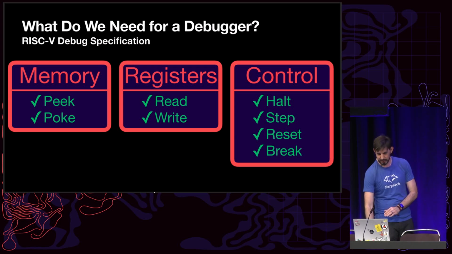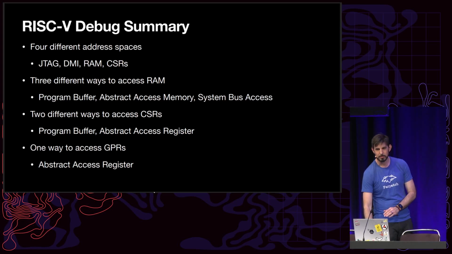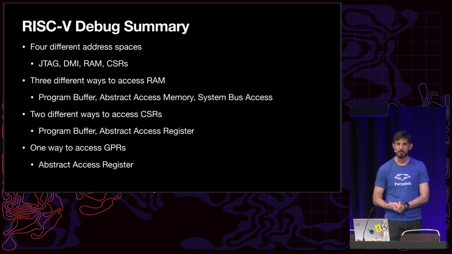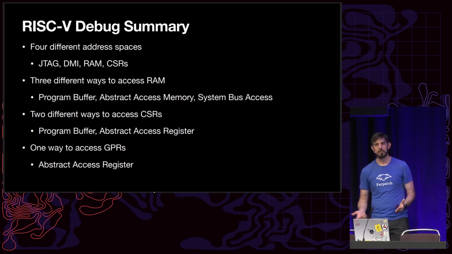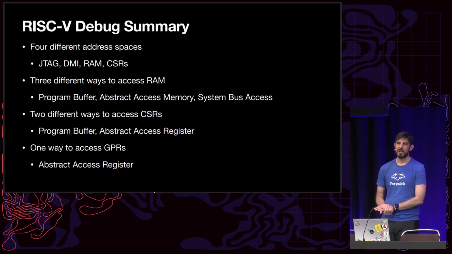I do want to take a brief aside. We have another few minutes here, and we'll first go over a summary. 4 different address spaces within RISC-V. There's JTAG with the address 10 for the CSR, address 11 for the DMI. There's the actual DMI address space, which is everything we were talking about earlier. There is, of course, RAM, which is mostly what we're interested in accessing. And then there's the CSRs, which we're going to need to access for things like single stepping and halting the CPU.